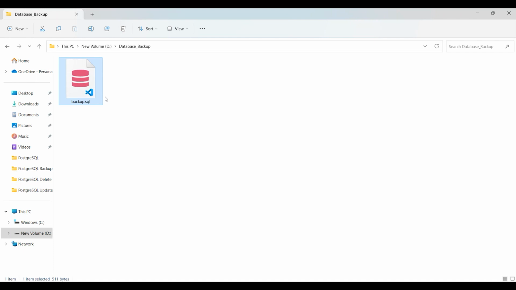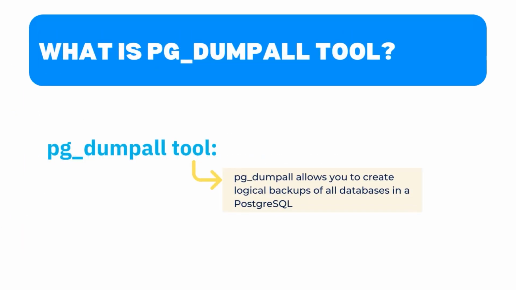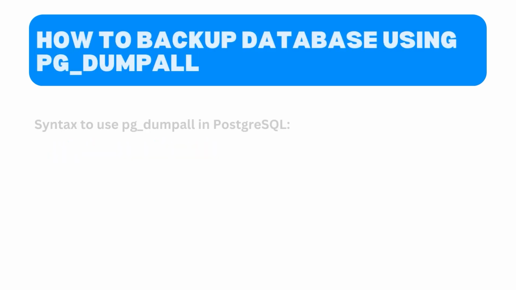Moving on, let me introduce you to pg_dumpall. Unlike pg_dump, pg_dumpall allows you to create logical backups of all databases in a PostgreSQL cluster, including roles and global objects. Let's see how to use pg_dumpall to backup all databases in your PostgreSQL cluster. The basic syntax is as follows.